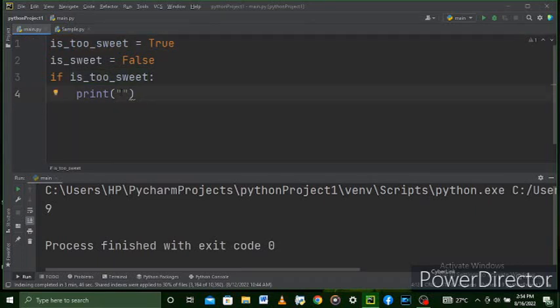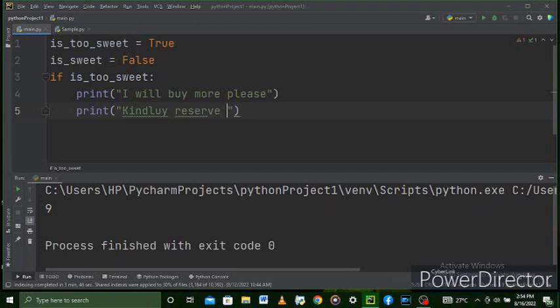Okay, so I actually want to write something that will be displayed if the fruit is too sweet.